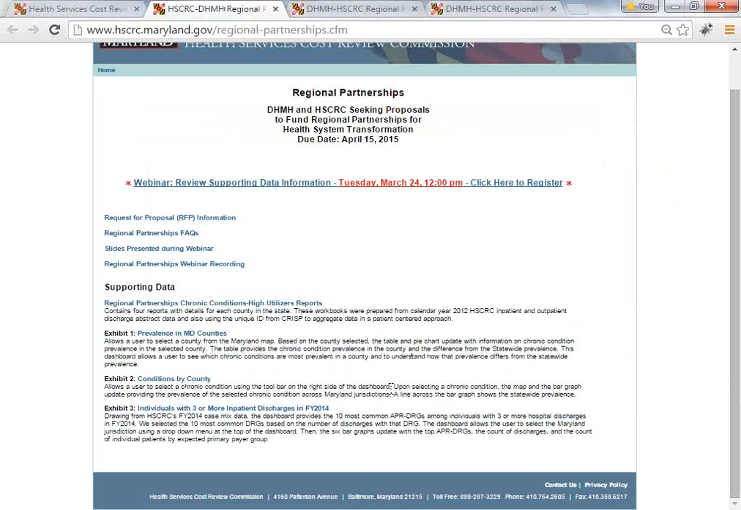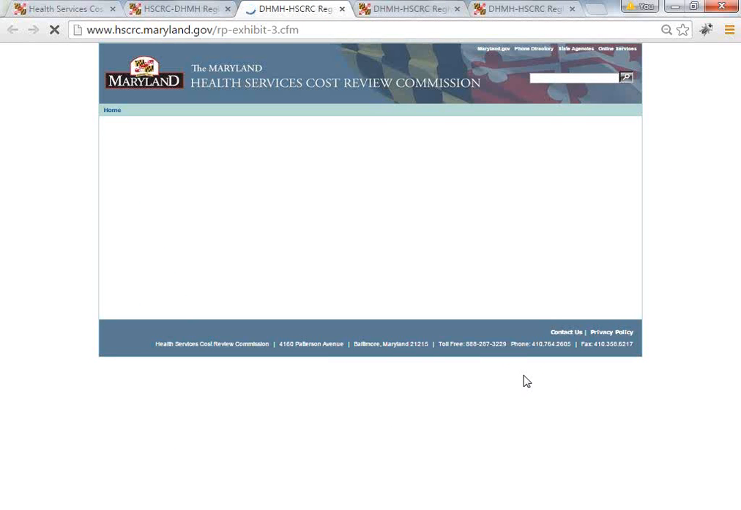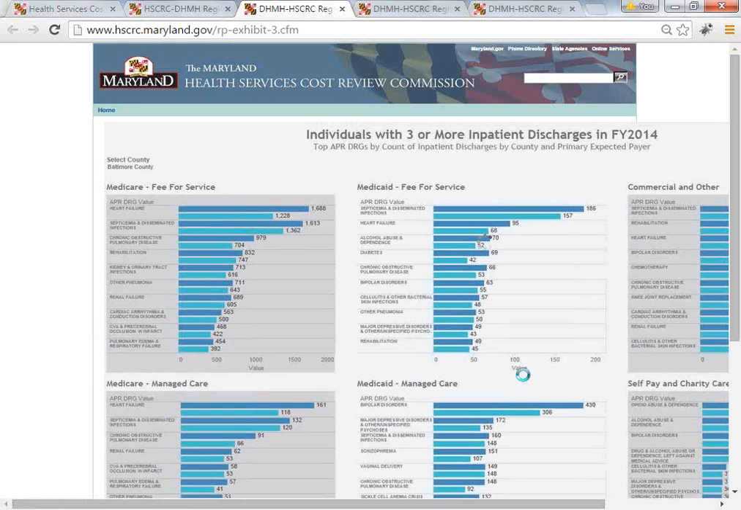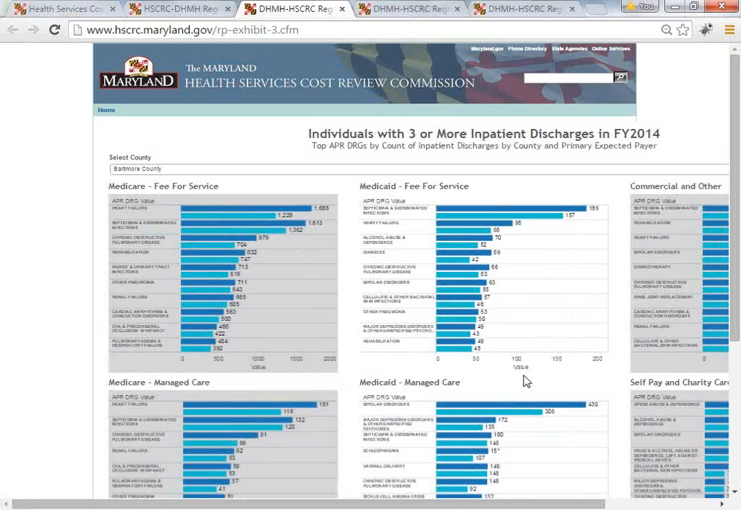Last but not least, because this is based upon the HSCRC data, we have this final report that shows individuals who've had 3 or more inpatient discharges in fiscal year 2014. And what this provides is the 10 most common APR-DRGs among individuals who had 3 or more hospitalizations in 2014. And we present the data by payer type and by county.